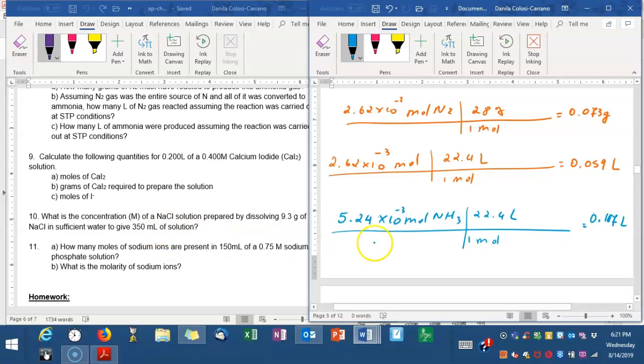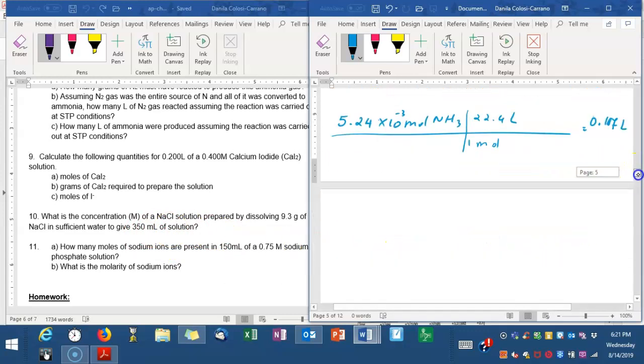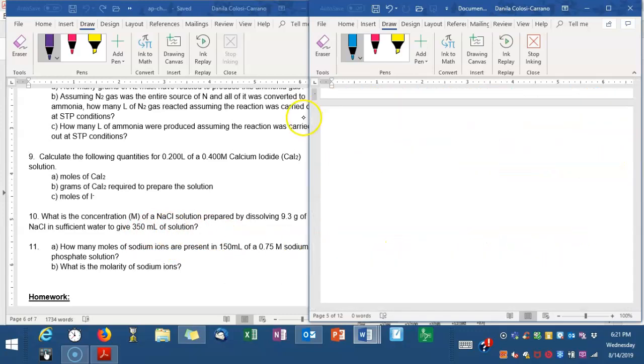Okay, number 9. Calculate the following quantities for 0.2 liters of calcium iodide. So calcium iodide is right here, because they are asking for moles of calcium iodide, grams, and moles of I2. So let's just do it once and for all. So calcium is 2 plus and 2 iodine with a minus. So this is what this solution looks like.